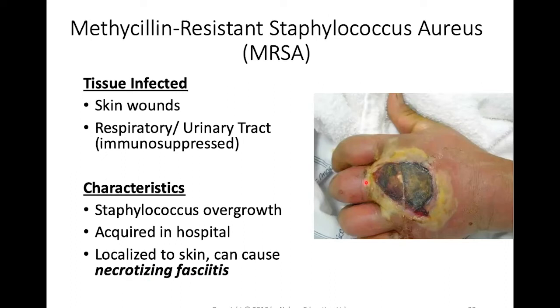And so typically it's the epithelial tissue that's going to be impacted originally. And so external skin wounds can be susceptible to developing a MRSA infection, as well as the inner linings of your respiratory as well as urinary tracts in immunosuppressed individuals. So ultimately what we have here is an overgrowth of Staphylococcus, usually acquired in a hospital type setting, and when localized to the skin can cause necrotizing fasciitis, which is flesh-eating disease.